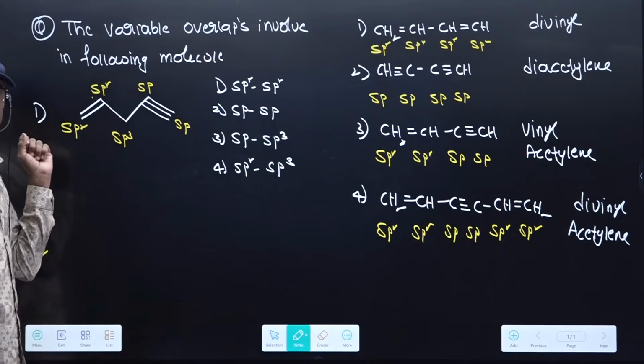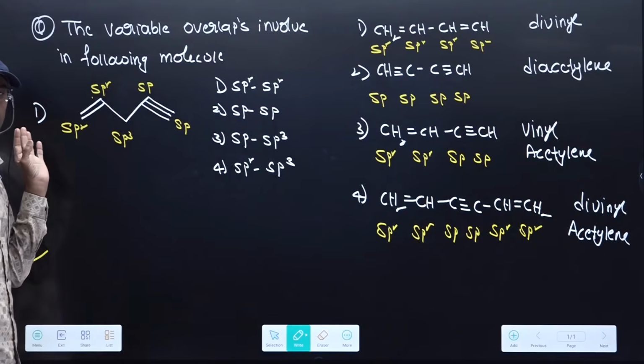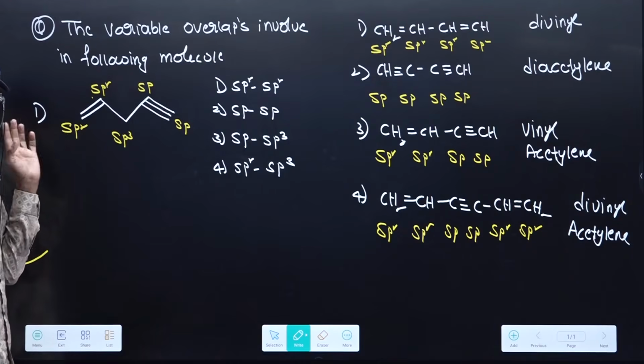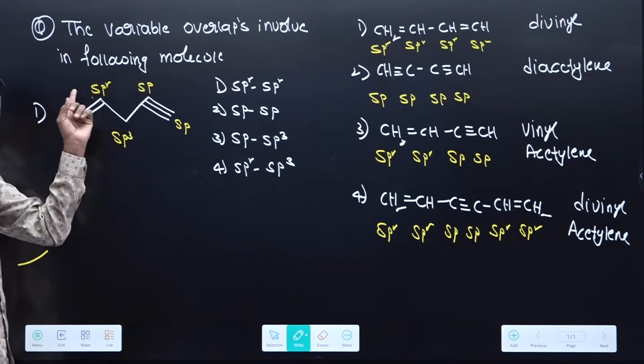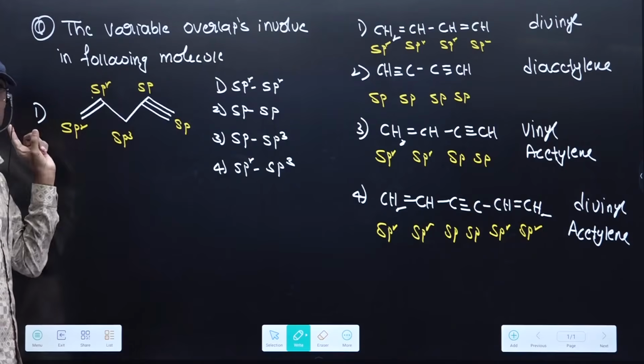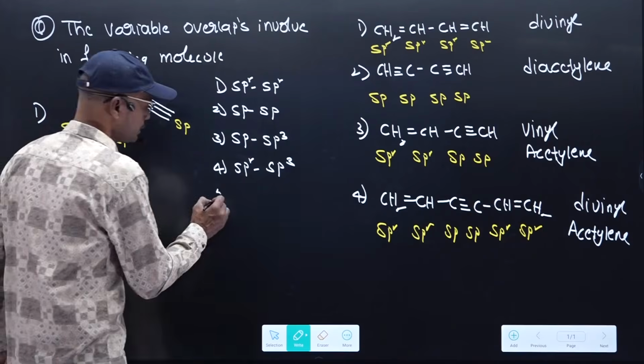sp2-sp3. Any other carbon-carbon overlap present? No, only 4 possibilities: sp-sp, sp2-sp2, sp3-sp, sp3-sp2. Total 4. Then any other?